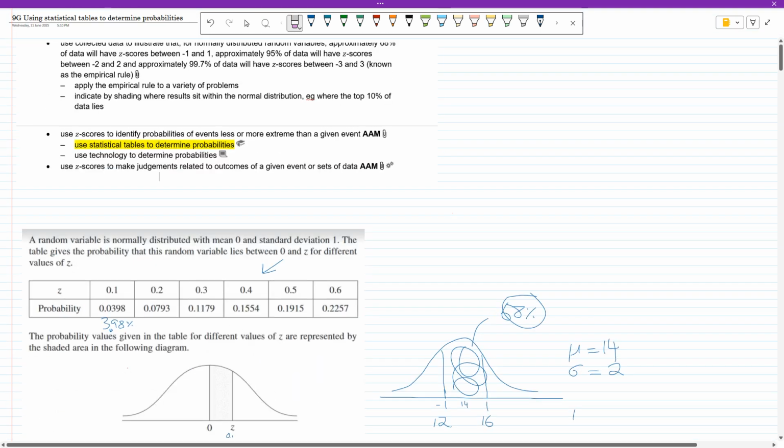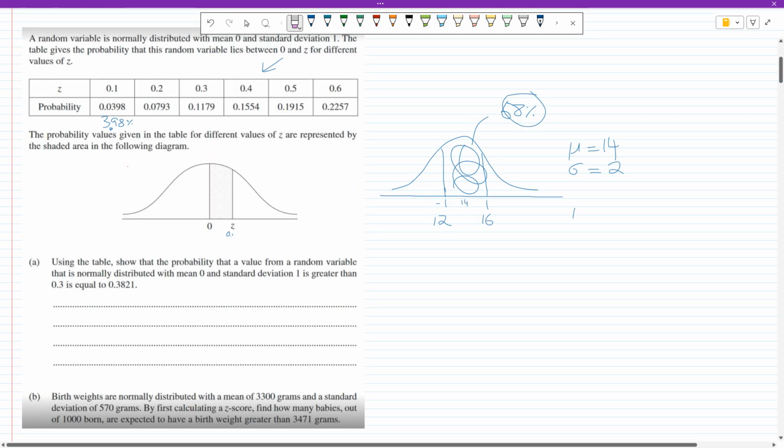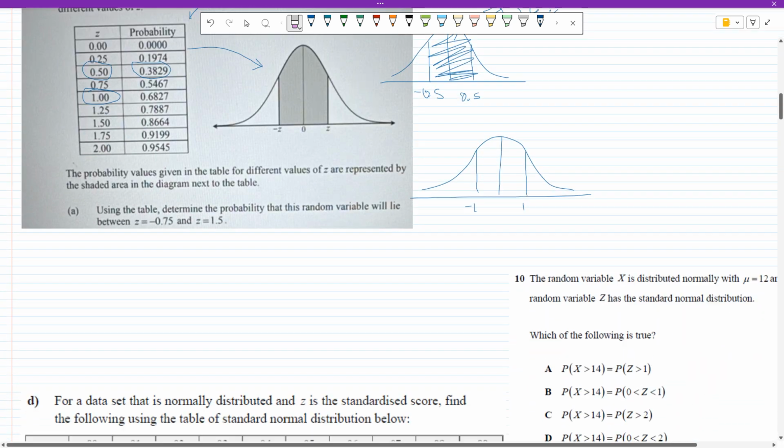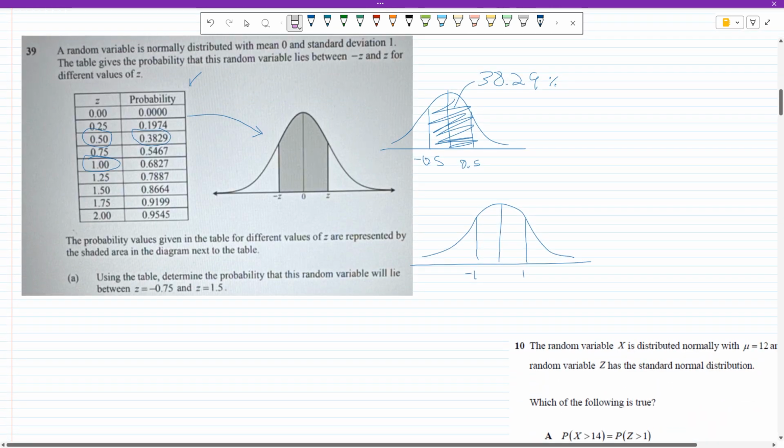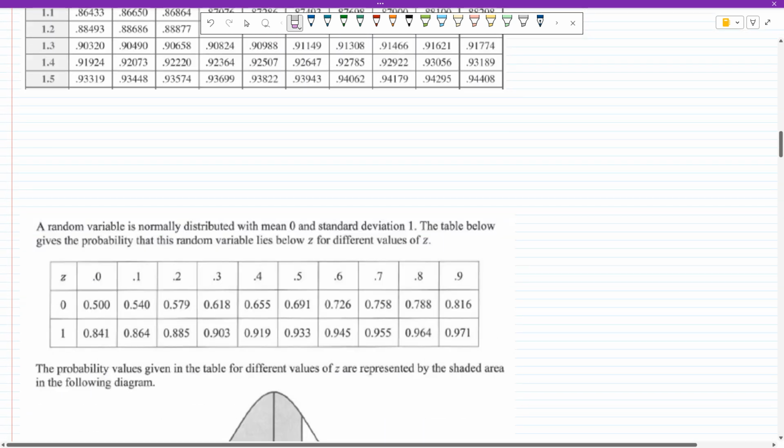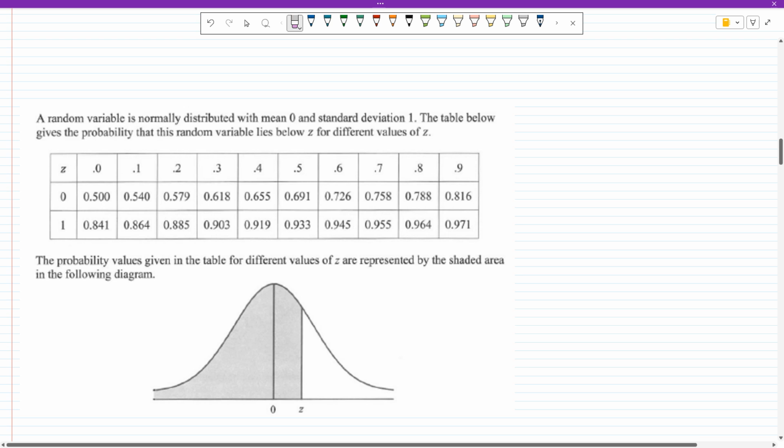The first type is this one, from 0 to z. The second type is from negative z to z. And the third type that generally you'll see is the one that's to the left of z. So from z all the way till negative infinity, so to speak. It keeps going, it doesn't end. To the left of z.